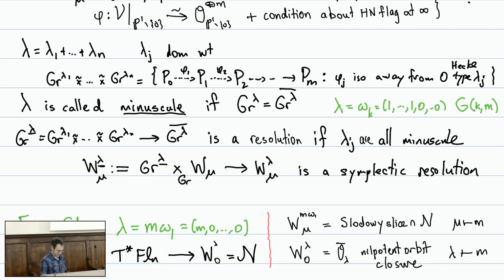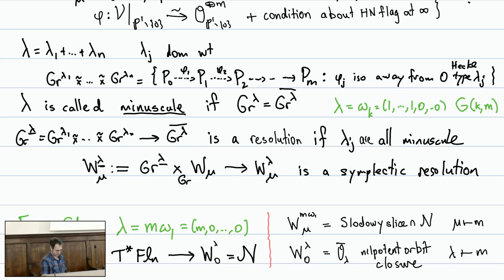And we can make lots of other examples. I put this because there were some questions about it from last time. For example, if we keep the same lambda, m omega 1, but change our mu, and necessarily for this to be non-empty, this mu will happen to be a partition of m. And when we do that, we get a Slodowy slice, more precisely a Slodowy slice intersect nilpotent cone.